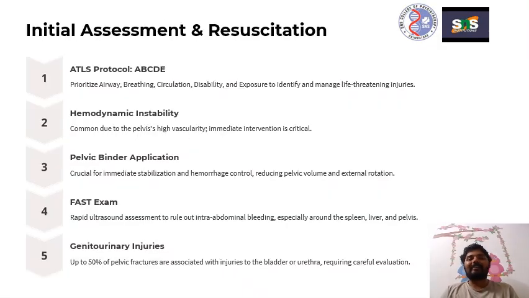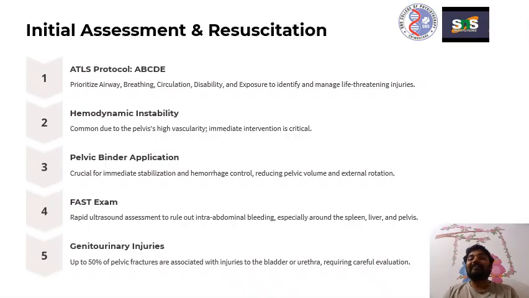Then initial assessment and resuscitation of the pelvic fractures, mainly by the ATLS protocol, Advanced Trauma Life Support. ATLS protocol follows ABCDE priority: A for airway, B for breathing, C for circulation, D for disability, and E for exposure, to identify and manage life-threatening injuries.